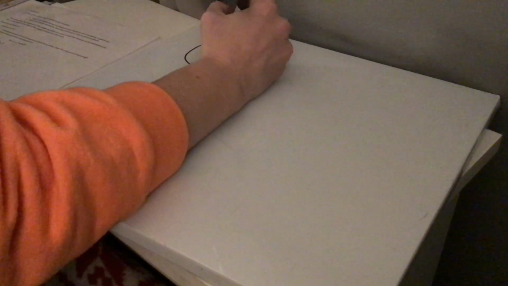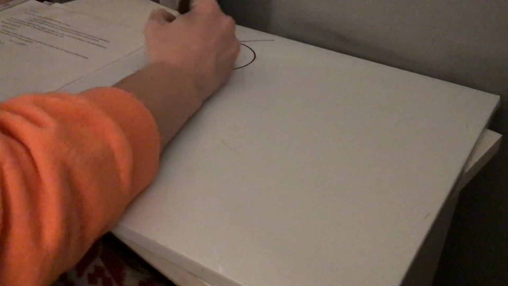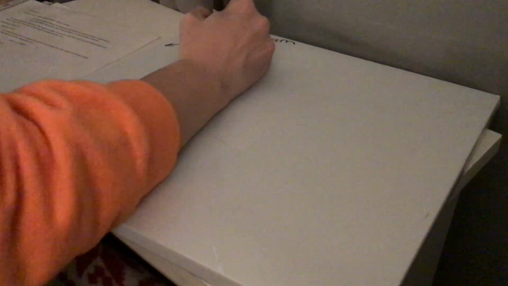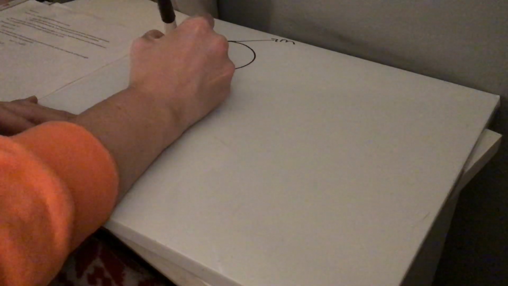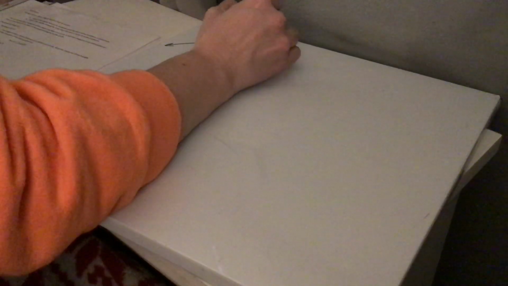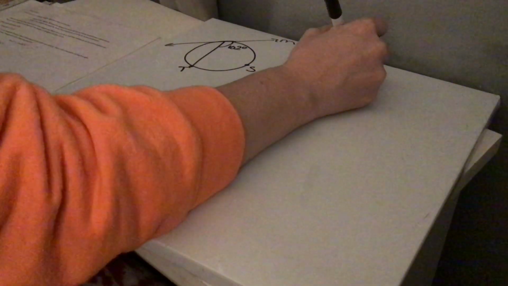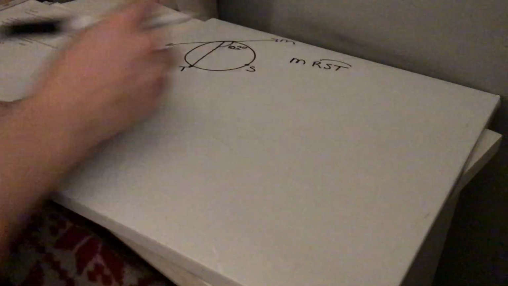Okay, so our theorems, right? So here's our circle. Line M is tangent to the circle. And we have a line out here intersecting at T and point S. And we're going to say this angle is 102 degrees. So we want to find the measure of arc RST.